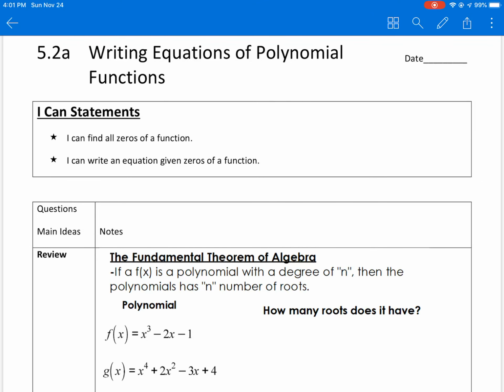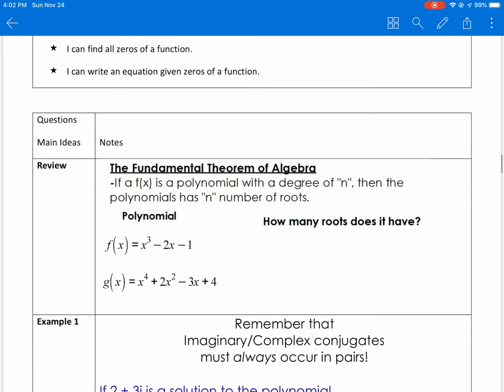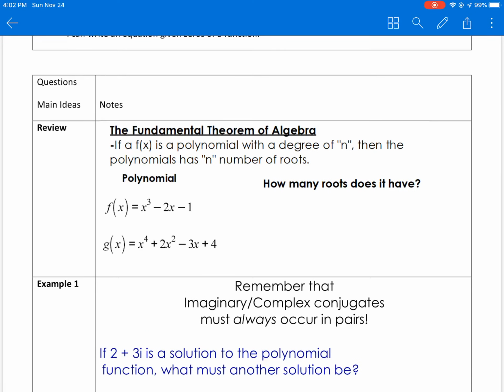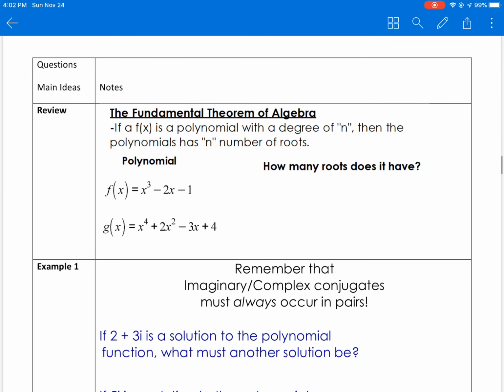Hello, today we're going to be doing 5.2a, which is writing equations of polynomial functions. We're going to be finding zeros of polynomial functions, and we're going to write an equation with given zeros for that function. So the things that we talked about yesterday was the fundamental theorem of algebra, where if a polynomial has degree of n, then the polynomial has n number of roots. Roots are another word for solutions, zeros, x-intercepts.